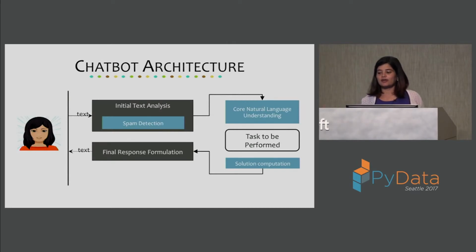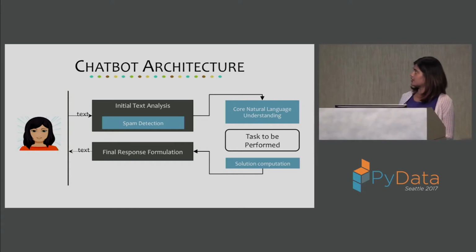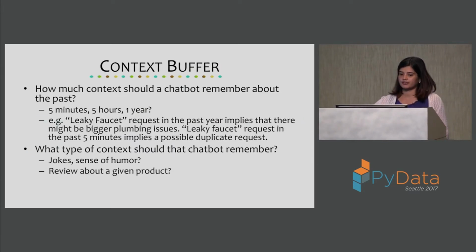Here's roughly how a chatbot architecture should be. We have input text, core NLU engine, some tasks that we want to perform, and then goes computing a solution and coming back to a final response. Some things that we need to consider: how much context should a chatbot remember from the past? The leaky faucet example that I gave.